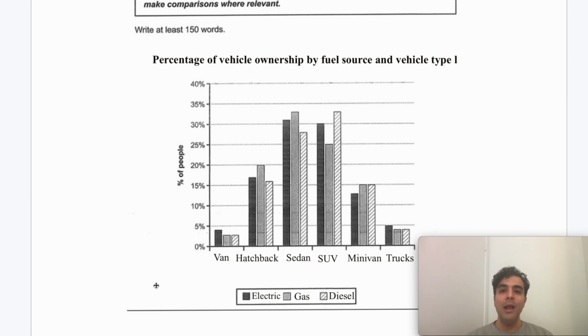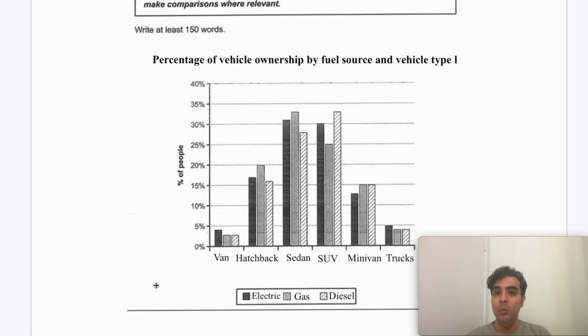So if someone were to ask me on the horizontal axis, how many criteria do we have? How many variables do we have for the division of information? I would say there are 2. Now, don't get confused. You might say, hey, wait, van, hatchback, sedan, SUV, minivan, and truck, that's 6. How are you coming up with 2? You see, van, hatchback, sedan, SUV, minivan, and trucks, they are different categories of the same variable that's distinguishing, that is the type of vehicle.